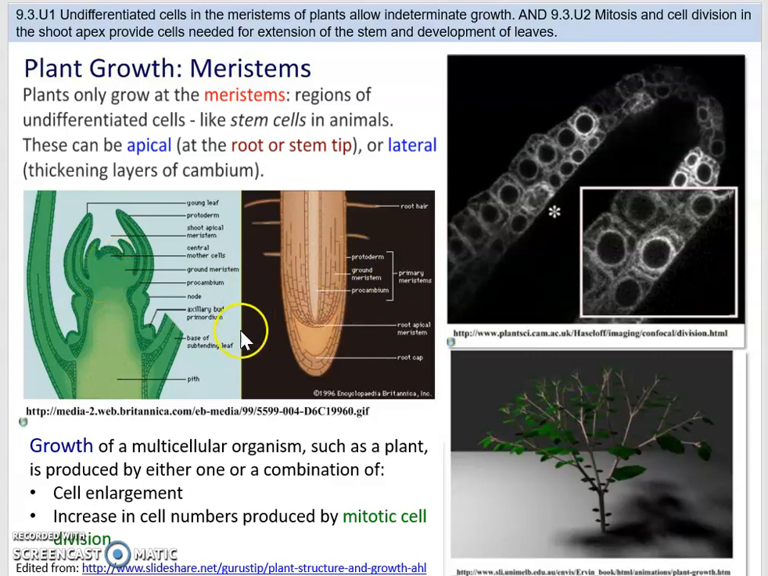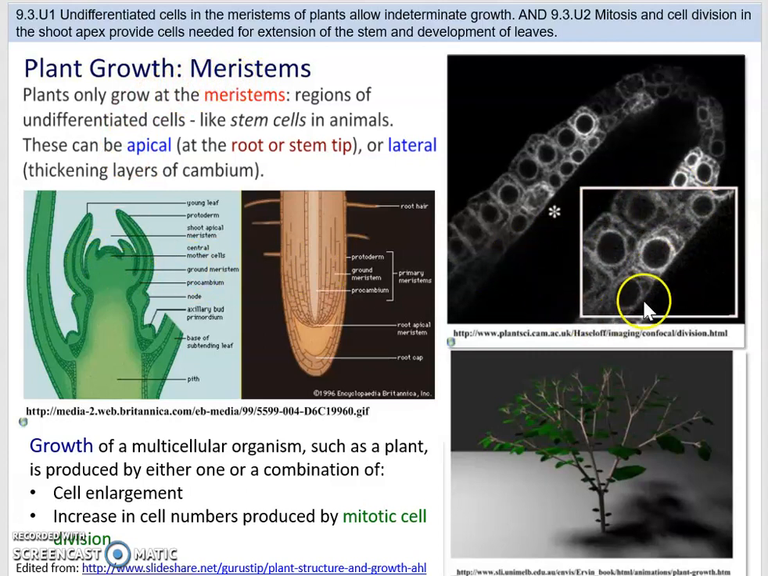I just want to jump to this part. This is actually a root, and the root apex also has meristematic tissue, and the root apex will divide, allowing that root to grow downwards. And again, both of these are at the apical regions. These are apical meristems, which are found in plants.